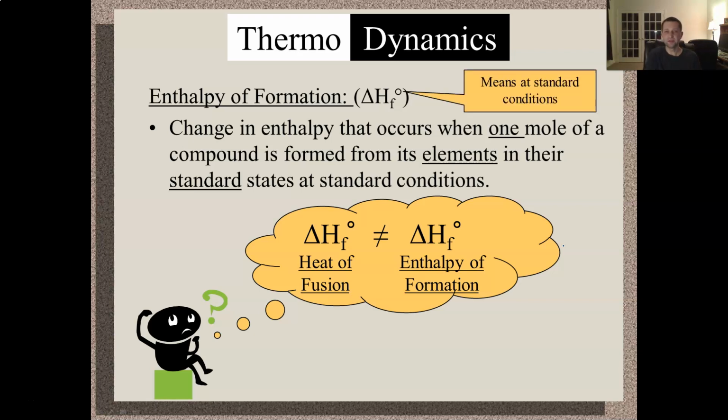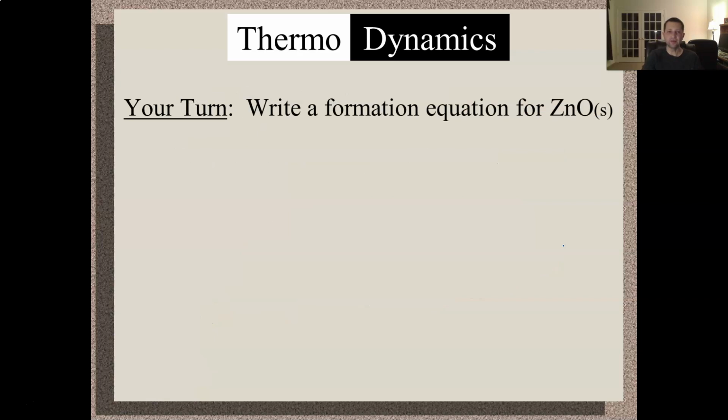You do see this little degree sign. That just means at standard conditions, which I just defined for you. So if you see delta HF with a degree sign, it's the heat of fusion, obviously, if you're talking about the earlier part of the unit, and the enthalpy of formation, which is what we're going to focus on today. All right, so don't worry about confusing the two. The problems are so different involving these that you shouldn't really have to worry about it.